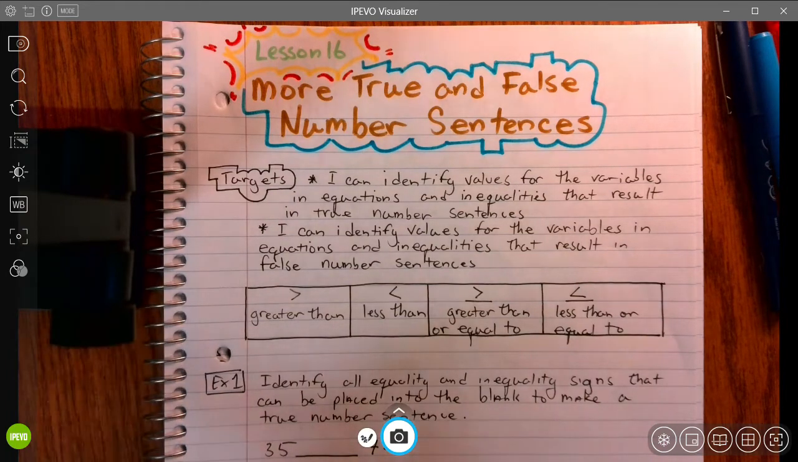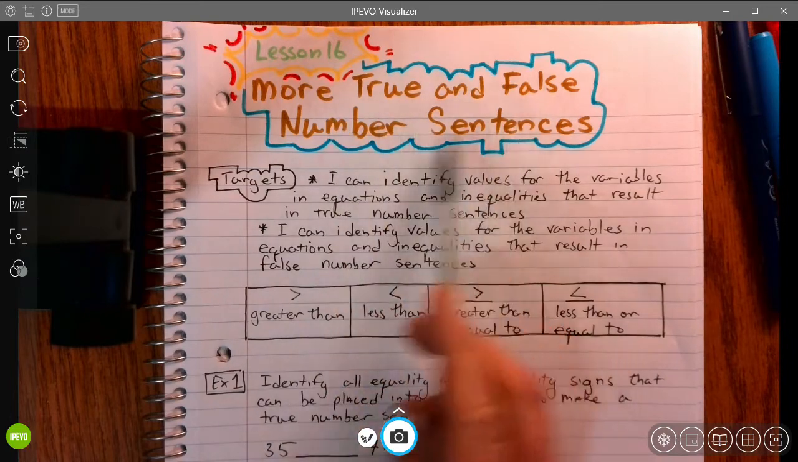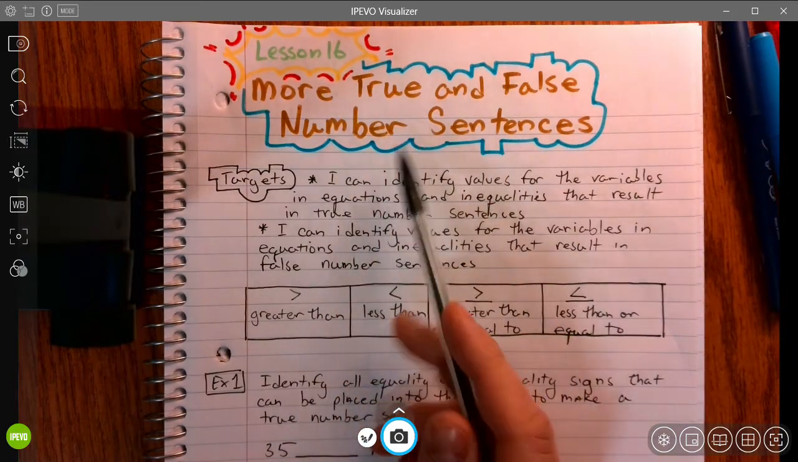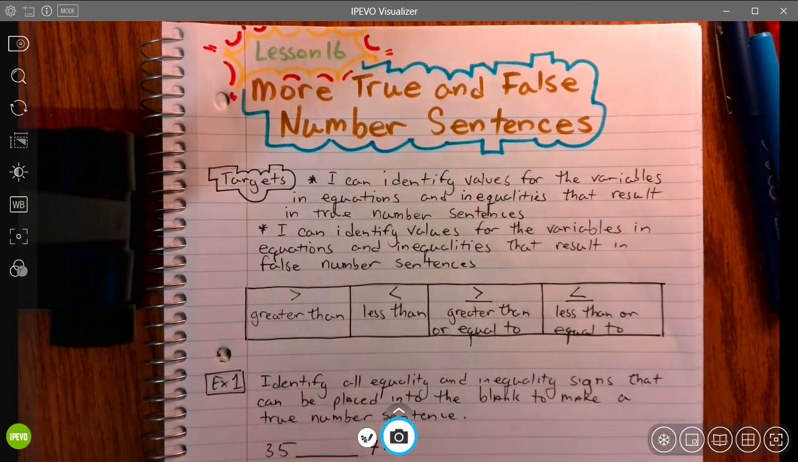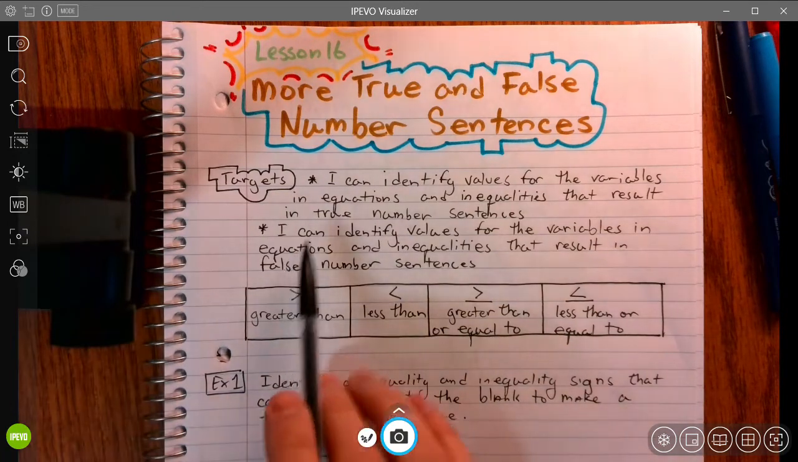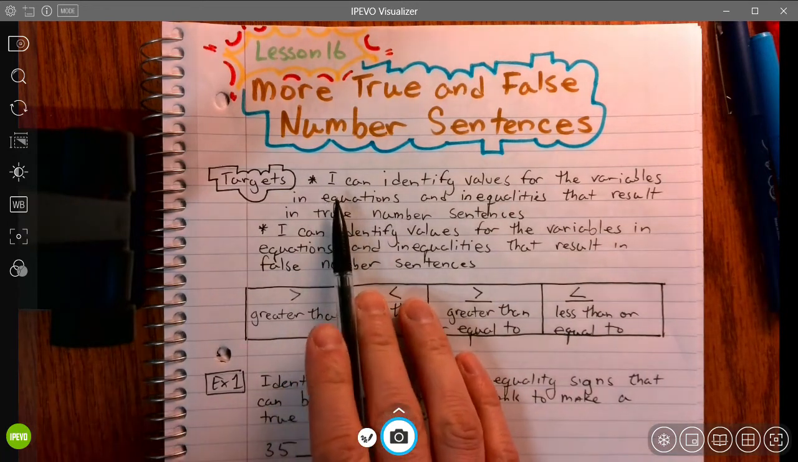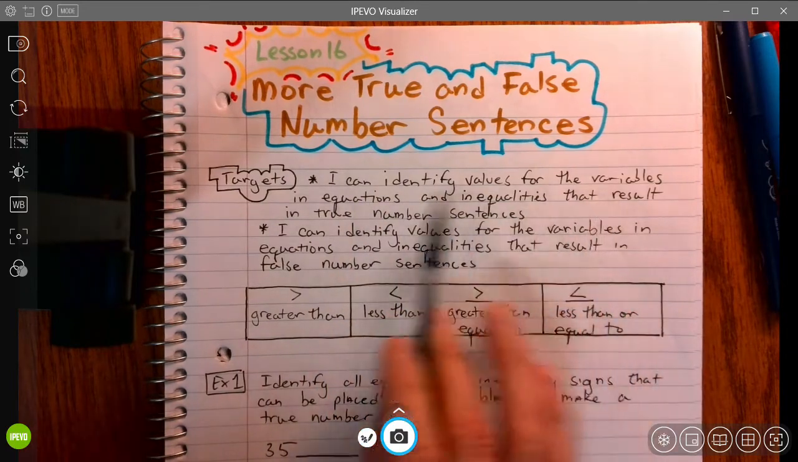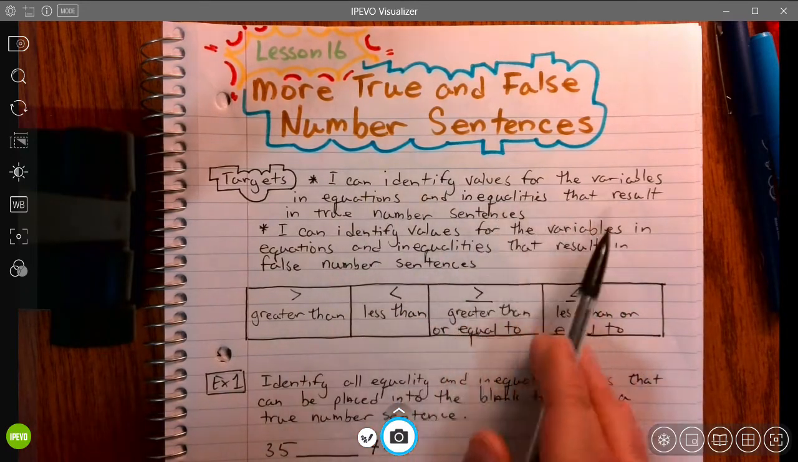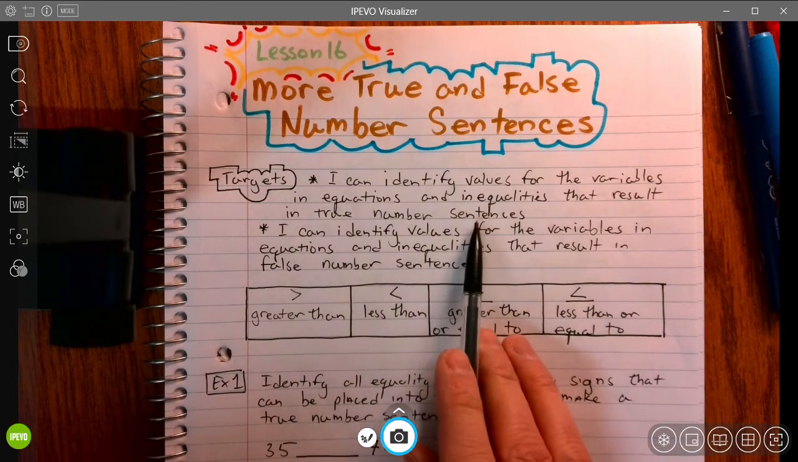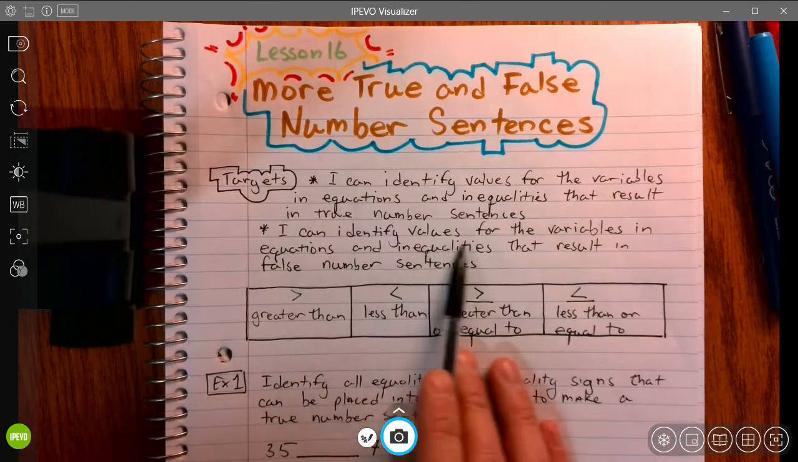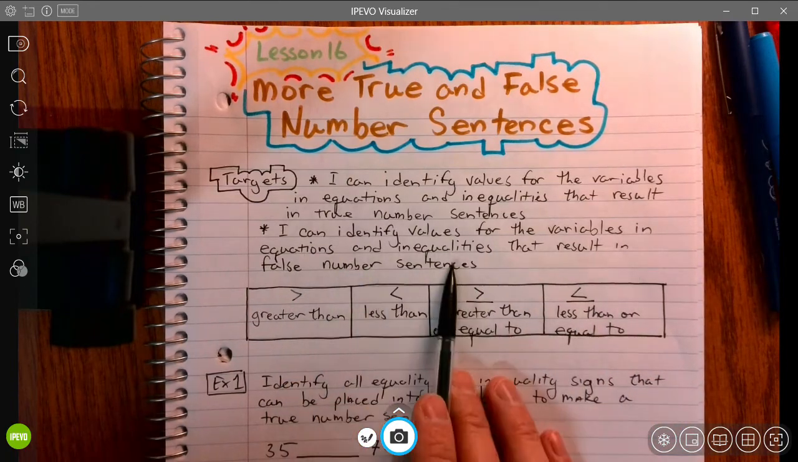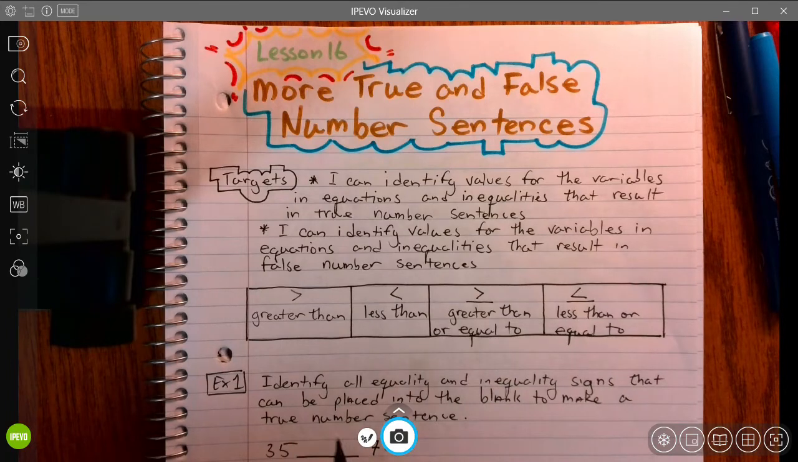The title for today's lesson is More True and False Number Sentences. In the last lesson I introduced you to true and false number sentences. Today we're going to get a little bit more practice. Our target for today, we have two of them. I can identify values for the variables in equations and inequalities that result in true number sentences. That's very much like what we did yesterday. And I can identify values for the variables in equations and inequalities that result in false number sentences.